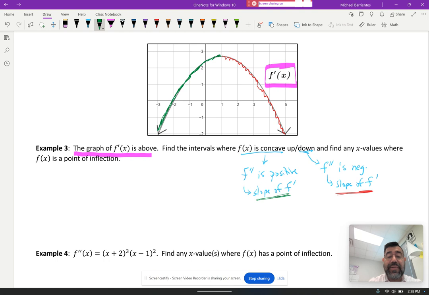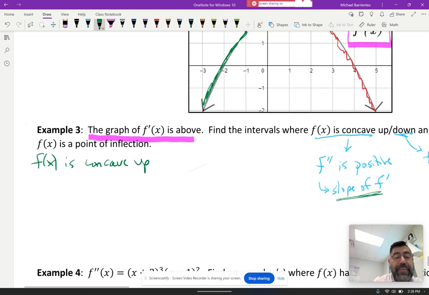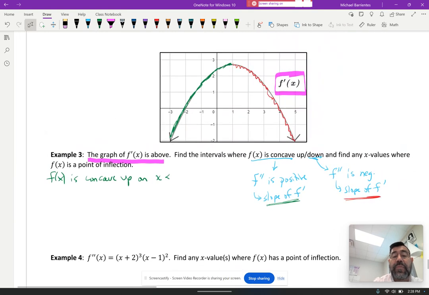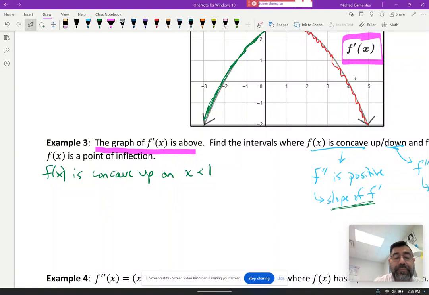So I'm going to make the two statements right here and say f of x is concave up. Let me make it a little bit bigger. Concave up on the interval for x's that are less than 1, because f double prime is greater than 0. And if you want to explain a little bit more, you can. You can say the slopes of f prime, but really this is all you need.